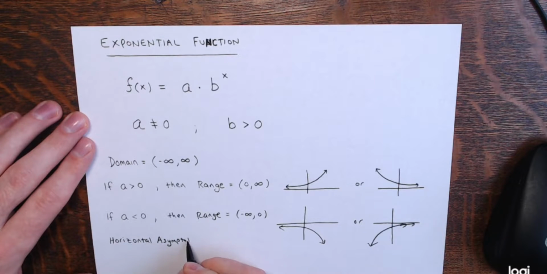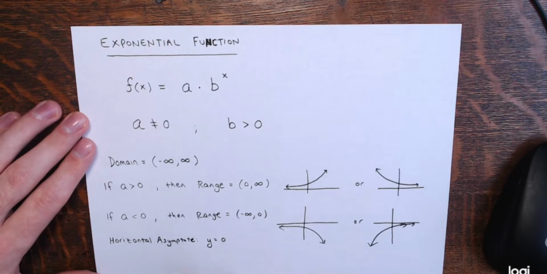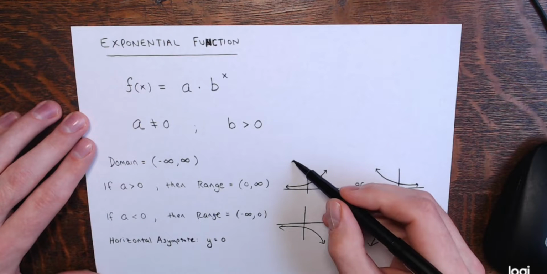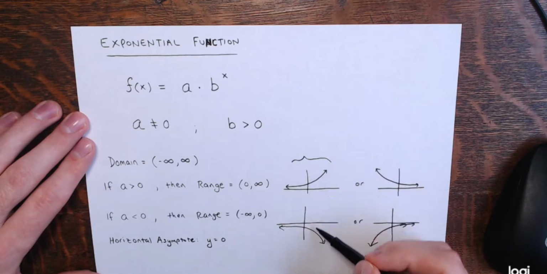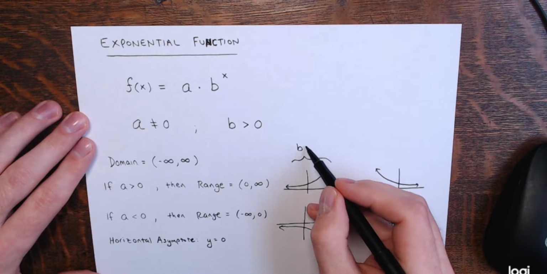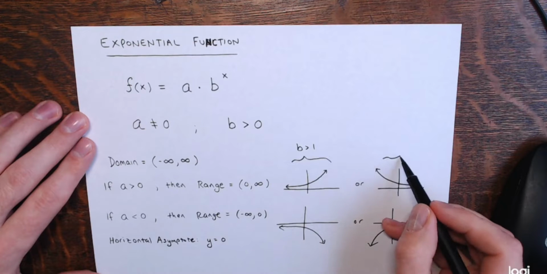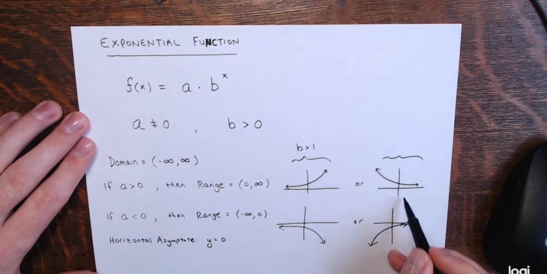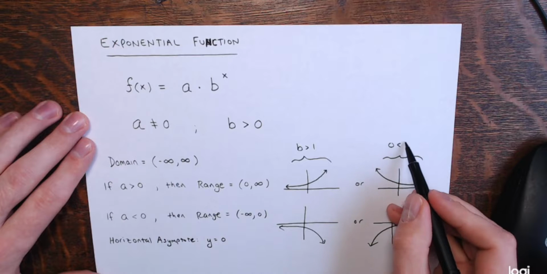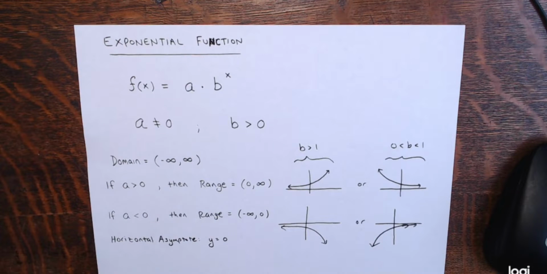So a lot of stuff here. y equals 0, the x-axis, will be the horizontal asymptote. One other thing is that these cases here are if the base is bigger than 1, and then these cases here are if the base is between 0 and 1. Lots of stuff.